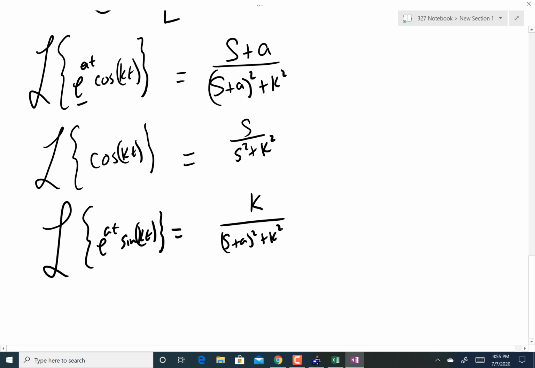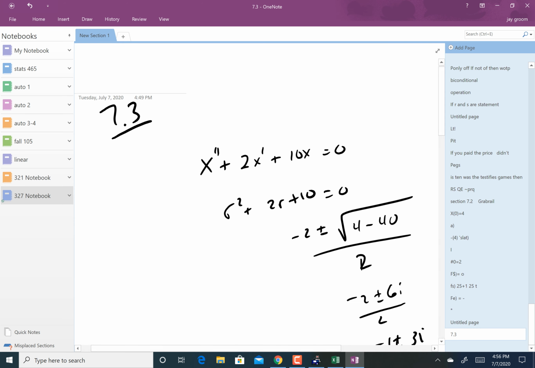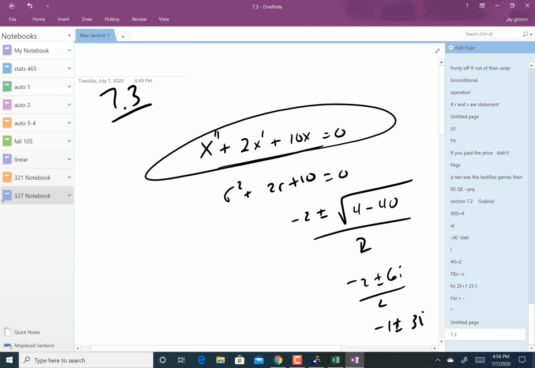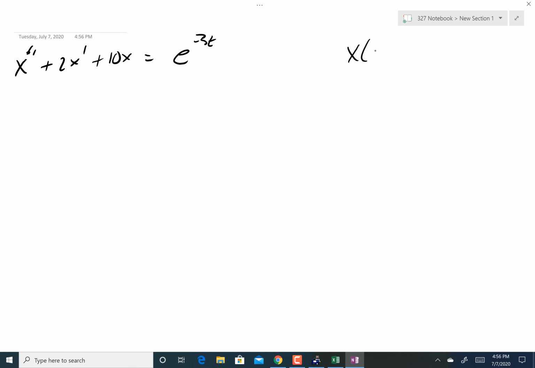Okay? So let's go have some fun. Now, the problem I started off with a second ago, where did it go? Come back here. So that guy right there: x double prime plus 2x prime plus 10x. I could do equals 0, but that's too easy. I'm going to do e to the negative 3t just for fun. You with me? And then x of 0 is 4. x prime of 0 is 2.